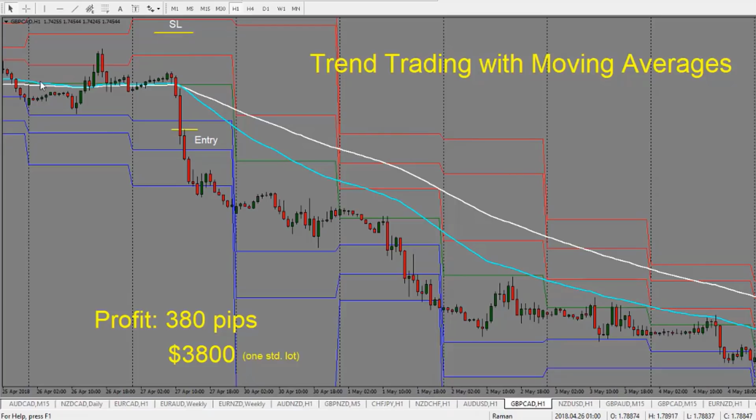So in this case, what we're looking for here is the crossover of the two. Our 50 moving average is the blue one here, and the 100 moving average is the white one. So what we're looking for is a crossover of the two. When a faster moving average crosses over the slower moving average to the downside, that means the trend is now to the downside and we're looking for price to drop.